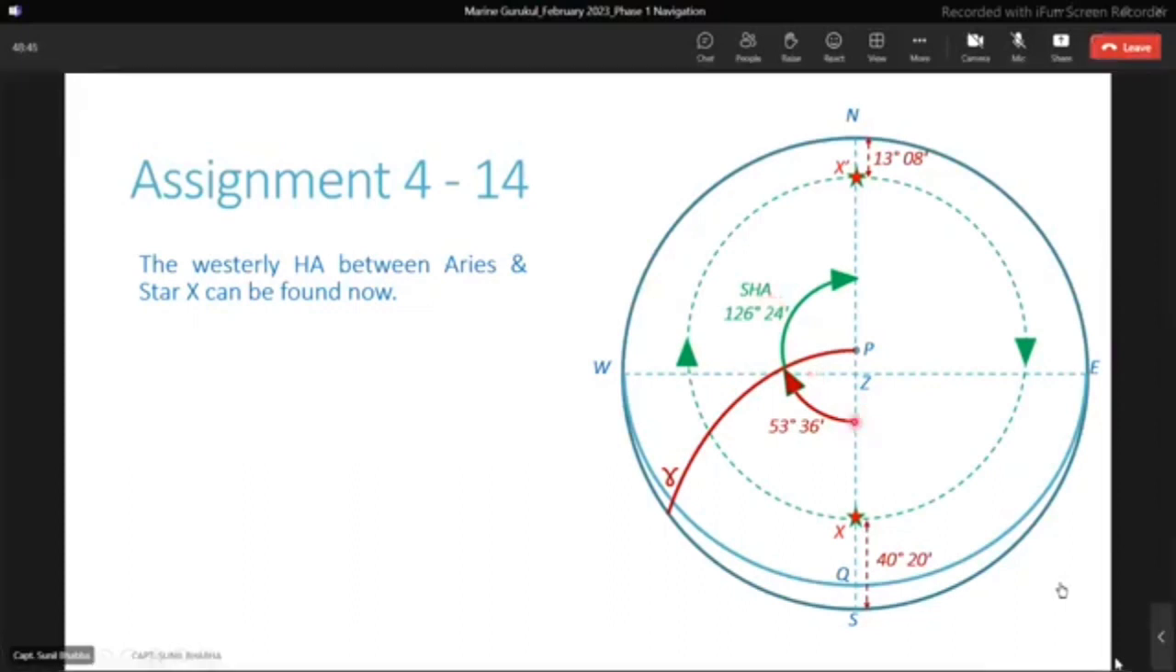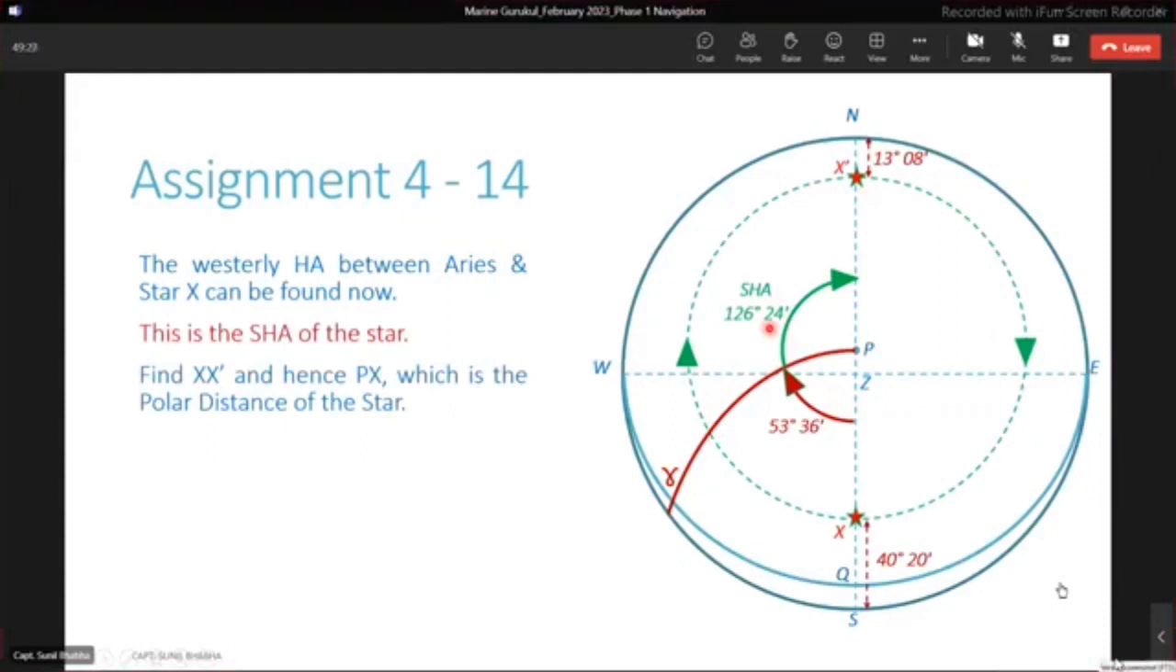You can follow the laser pointer, from this point up to this point is 180 degrees. This is the angle between the observer's meridian and his inferior meridian. So this total angle is 180 degrees. The maroon color angle is 53 degrees 36 minutes. So the green angle has to be 180 minus 53 36. That gives us the value of 126 degrees 24 minutes. So we get the SHA of this particular star. The SHA of the star is known.